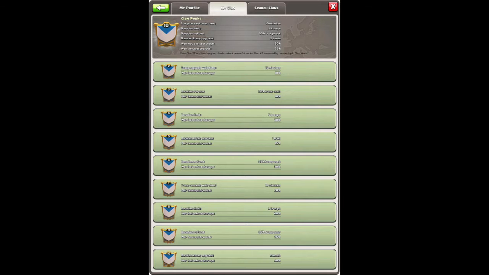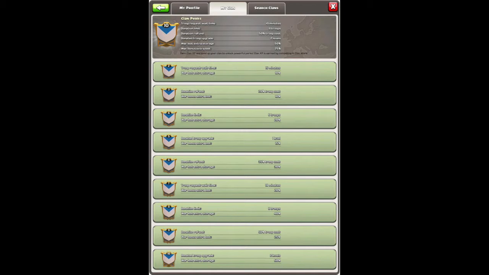Next, at level 4, your donation limit goes up to 6 troops, so you can donate 6 troops per person instead of 5, which is pretty cool. And then your storage goes up by 20% for your war loot, so your clan castle will be able to hold more war loot.